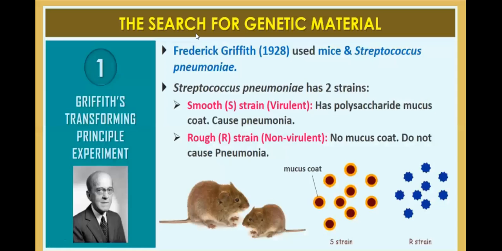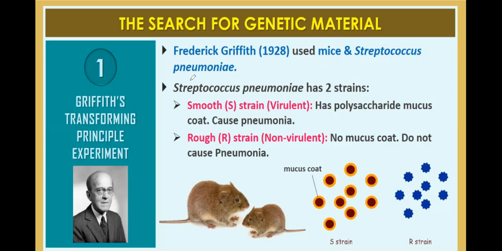The search for genetic material. There is one experiment called Griffith's transforming principle experiment. This gentleman is Griffith. His full name was Frederick Griffith. He conducted an experiment, and in his experiment, he used mice and Streptococcus pneumoniae.